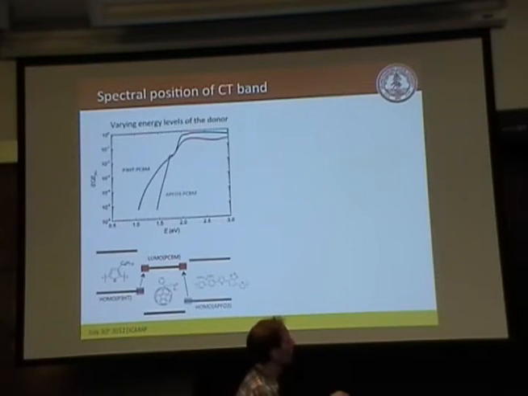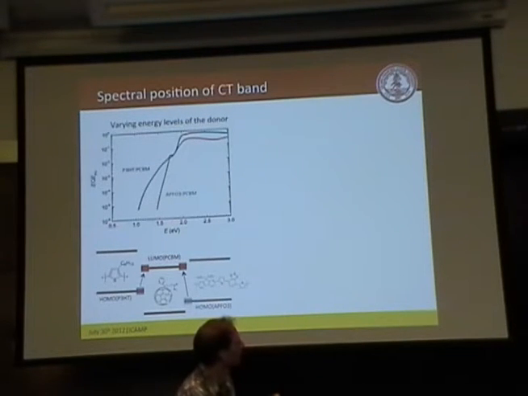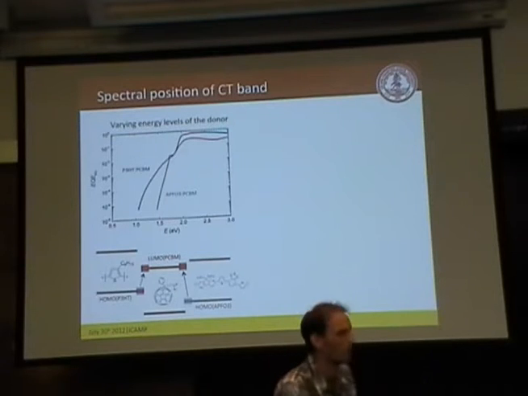If you use another donor with the same optical gap, here's the same optical gap, but the energy levels are different, this extra band blue shifts. That's also what you expect, because we lower the HOMO, it jumps higher in energy. So this is when we vary the donor.